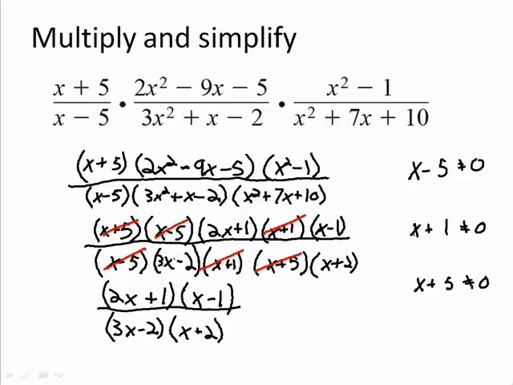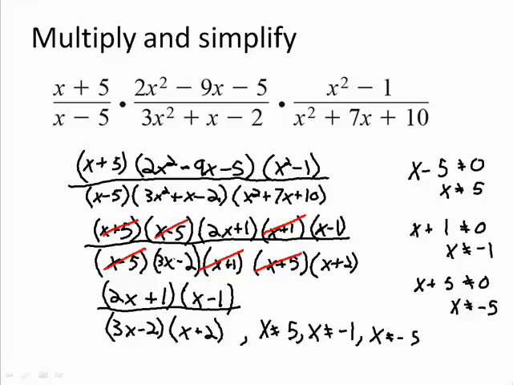X minus 5 cannot be equal to 0. Add 5 to each side. X cannot be equal to 5. X plus 1 cannot be equal to 0. Subtract 1 from each side. X cannot be equal to negative 1. And x plus 5 cannot be equal to 0. Subtract 5 from each side. X cannot be equal to negative 5.